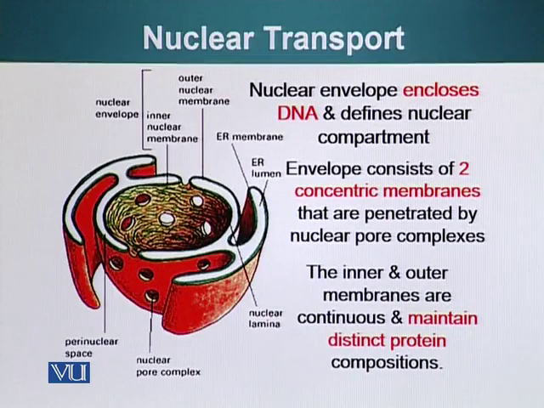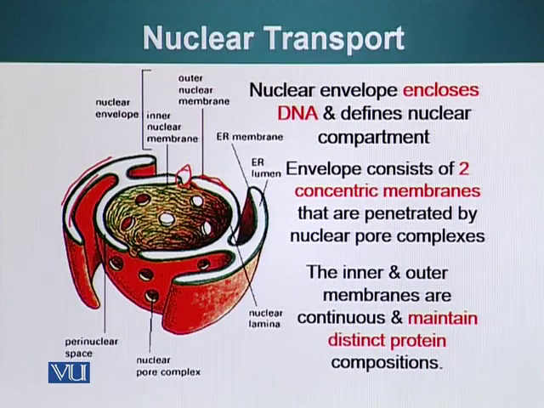The nuclear envelope encloses DNA and defines the nuclear compartment. The envelope consists of two concentric membranes, which you can see in this diagram is a double membrane. The nucleus is a double membrane organelle, and it is penetrated, if you will, by these pores. Through these pores, the transport occurs.